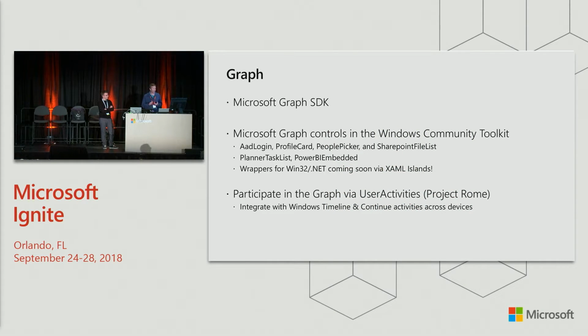So what we have are the Graph SDK. We've also built some graph controls in the Windows Community Toolkit. There's a login control, a profile card, the people picker for searching your organization hierarchy for people, and a SharePoint list. Those were part of the original release. Very recently, they added planner tasks and a Power BI embedded control. Those are all available for UWP right now, but there are wrappers we're working on, as Miguel mentioned, for Win32 coming soon. And you can also participate in the graph via user activities. You'll see that in Windows Timeline.